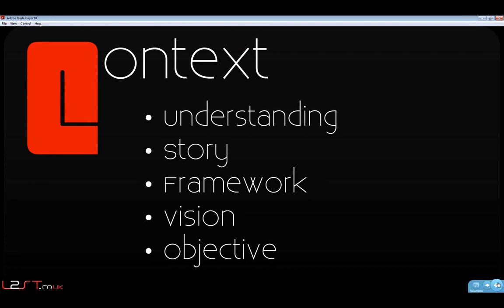Let's now look at context, acceptance, and rejection a little bit deeper before we move on to the more technical stuff. So context, what does it do? It provides us understanding, a story, a framework for working with, a vision, and an objective. So what does that mean? Well, firstly, you have to understand where the market is trading. You have to understand within which context you are trading as a trader.